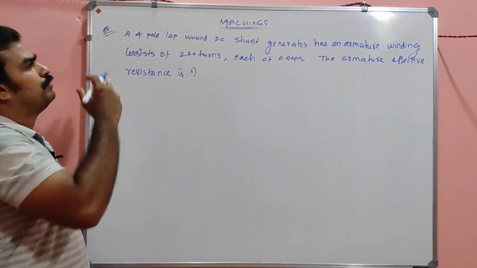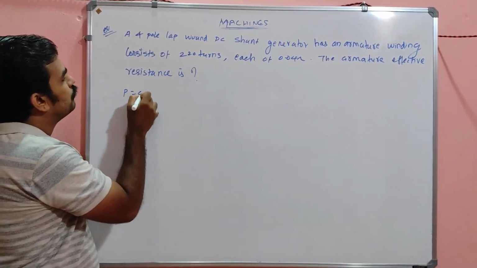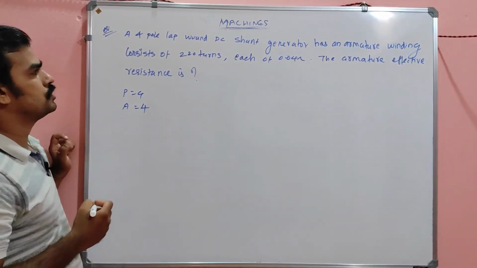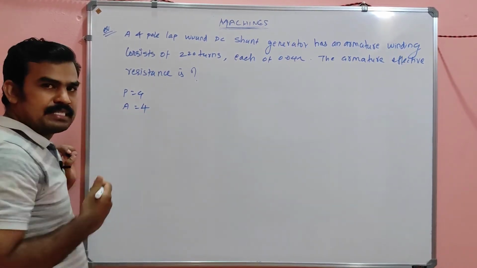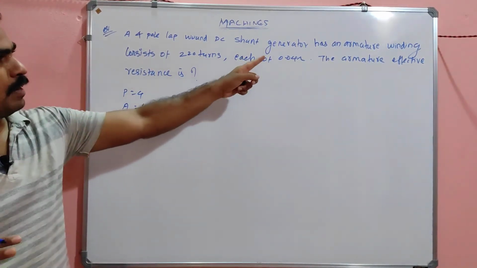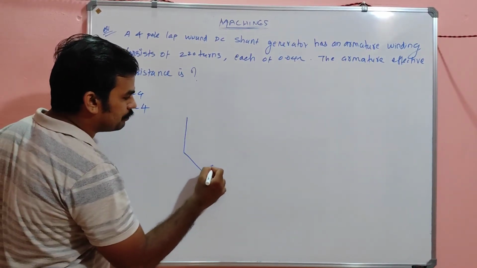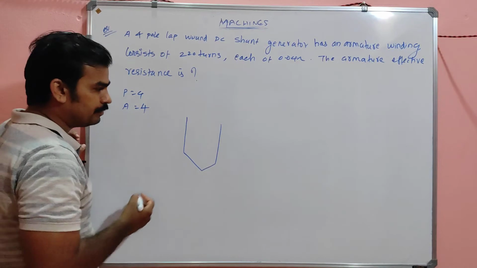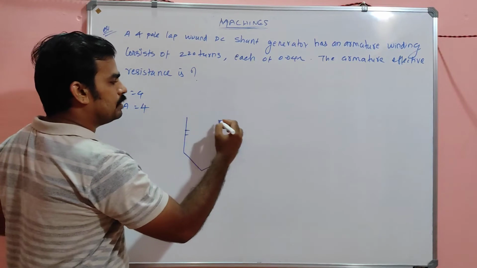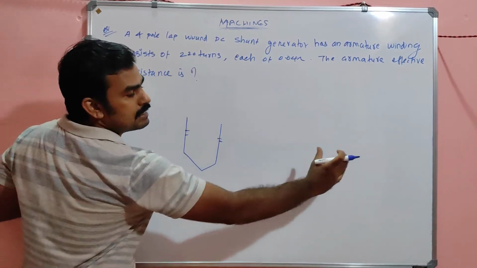Listen my dears, a 4-pole lap wound, so I can write P is equal to 4, lap wound, A is equal to 4. It has an armature winding consisting of 220 turns, that means there are 220 armature turns, each of 0.04 ohm, which means a single turn. A turn means, suppose it's a wave winding, these two conductors constitute the turn. So there are 220 turns.